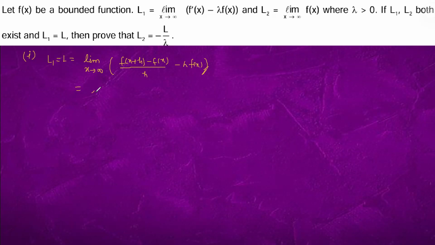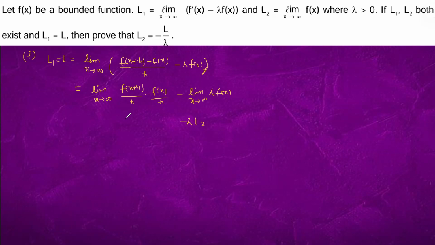So can we write this as limit x tending to infinity of (f(x plus h) minus f(x)) upon h minus limit x tending to infinity of lambda f(x)? So x is tending to infinity, this is a finite term. So can we write this as lambda L2?